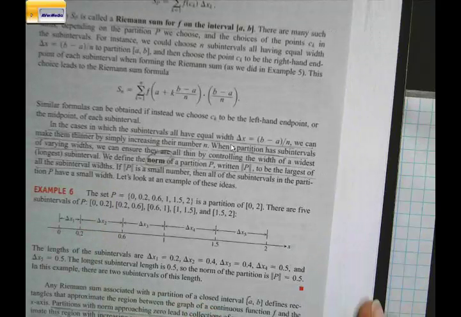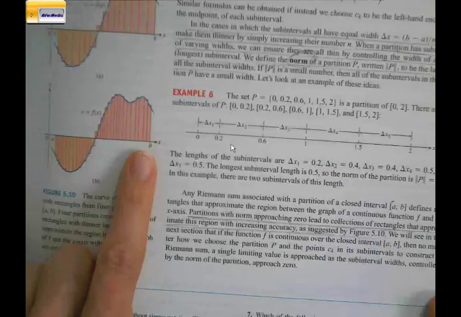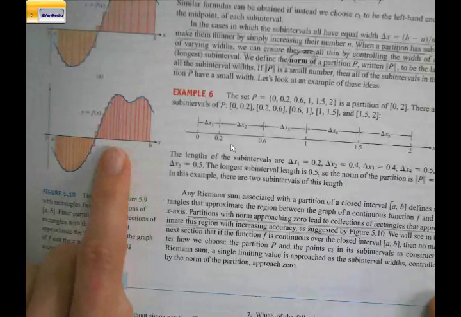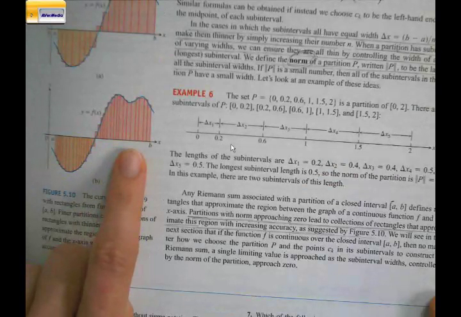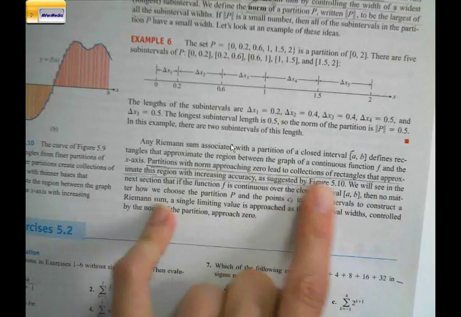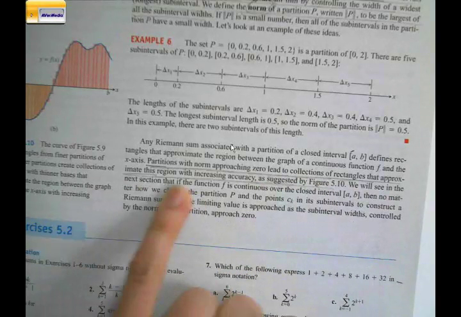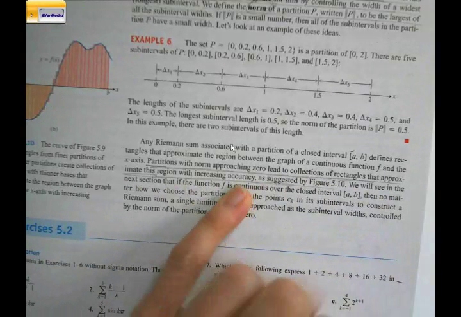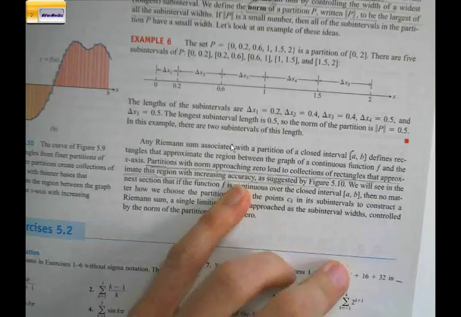So when they do that, you can see these images, these rectangles are those of same width or not? No, they're not. They are not of same width at all, okay? So when you partition with the norm approaching 0, when you partition it so that the width of the largest width of all the rectangles is still closing into 0, you get a collection of rectangles that approximate this region with increasing accuracy.